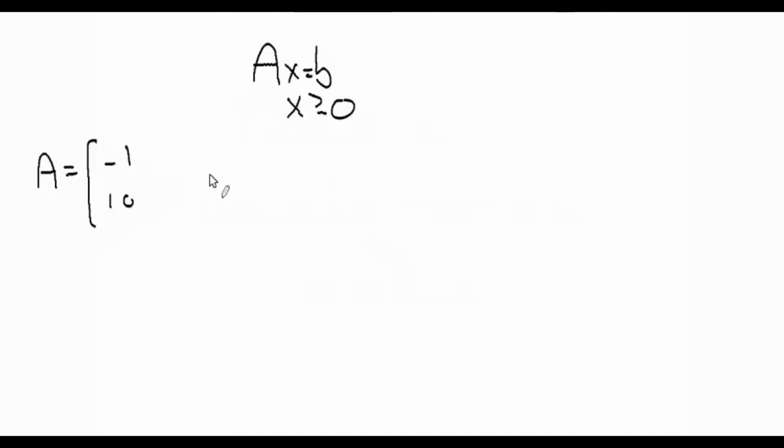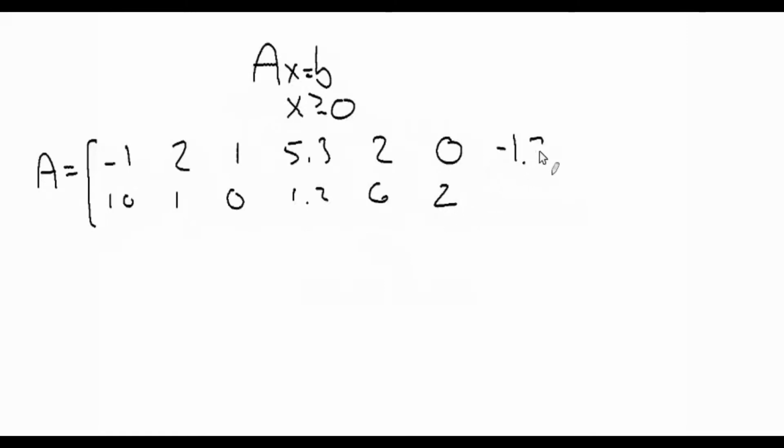10, 2, 1, 1, 0, 5.3, and 1.2, 2, 6, 0, 2, and -1.2 and -1.7. B would be simply 3, 2.